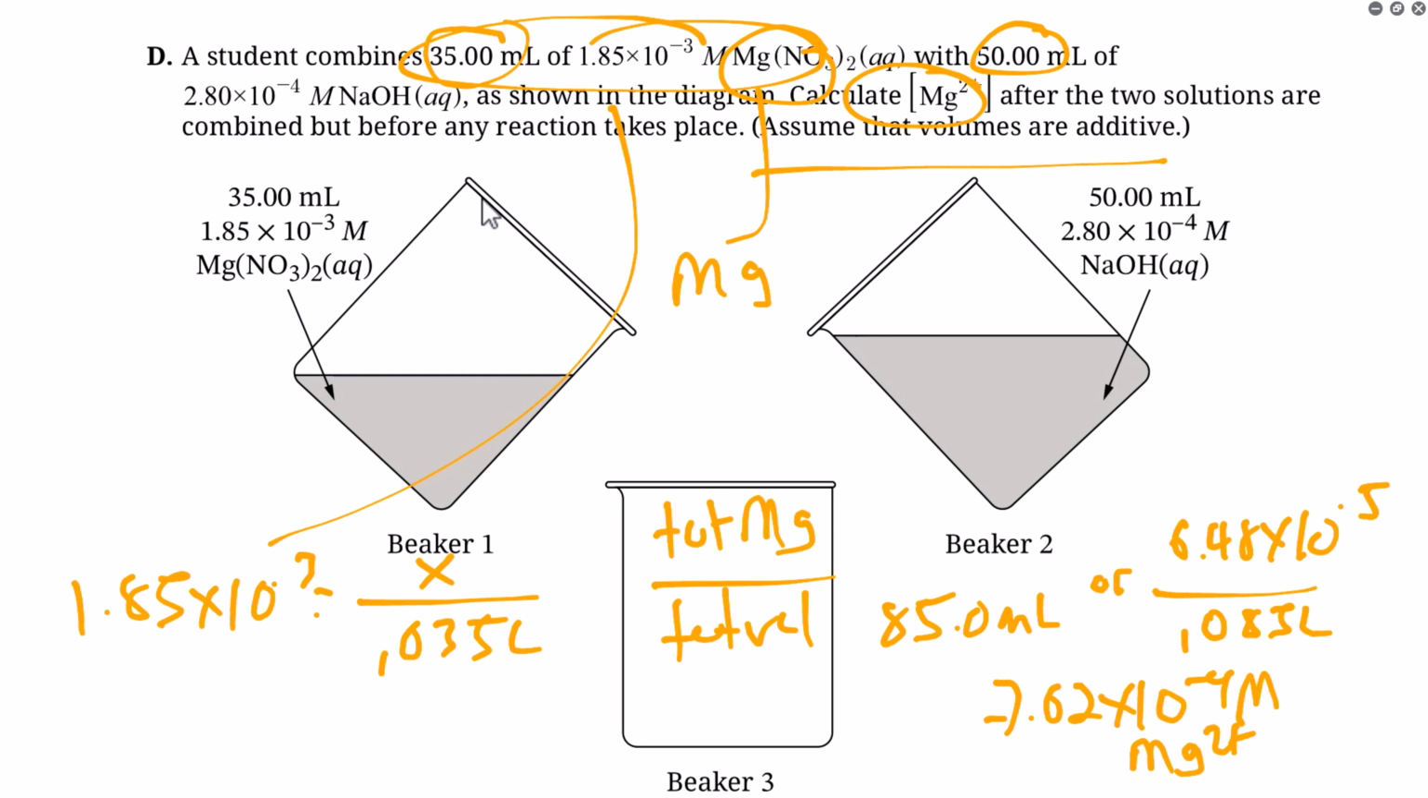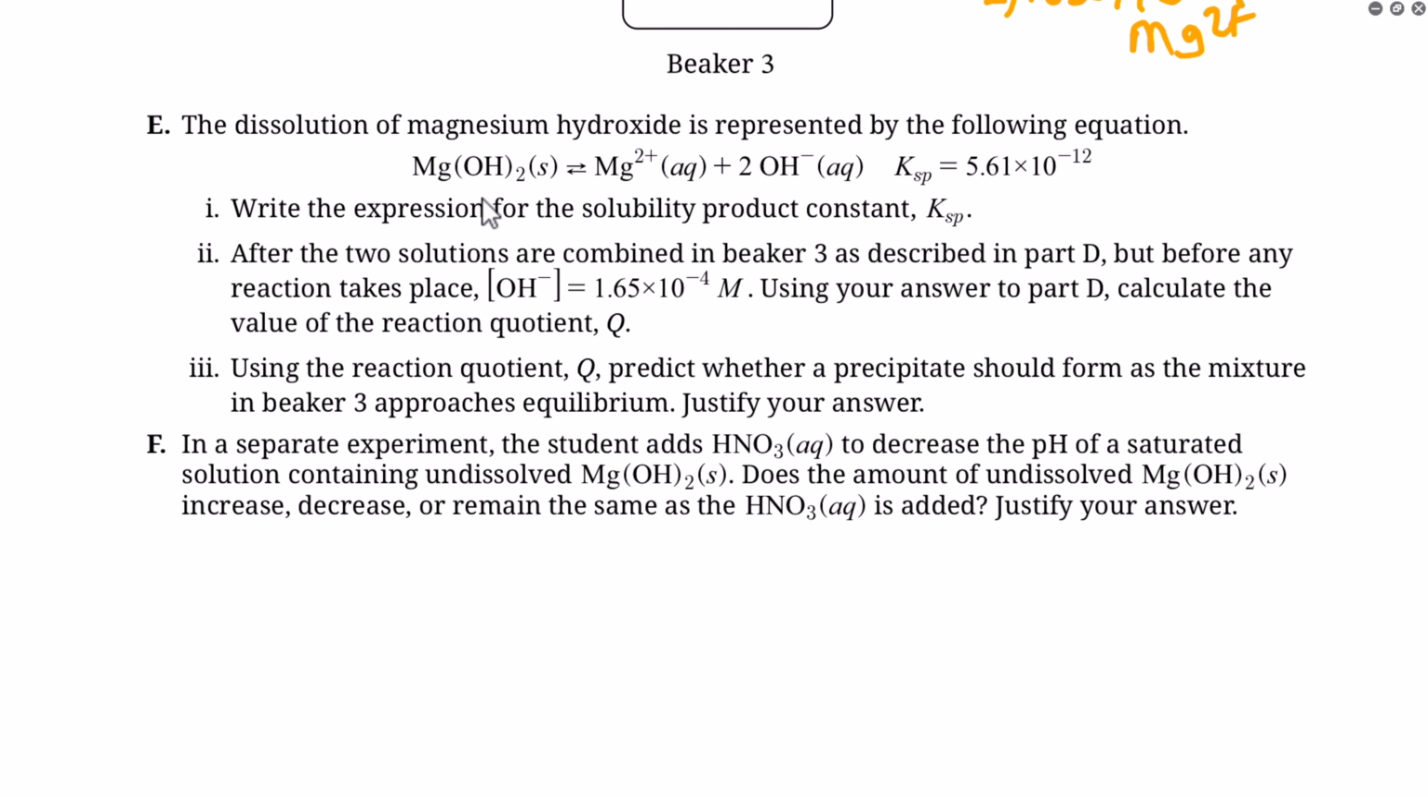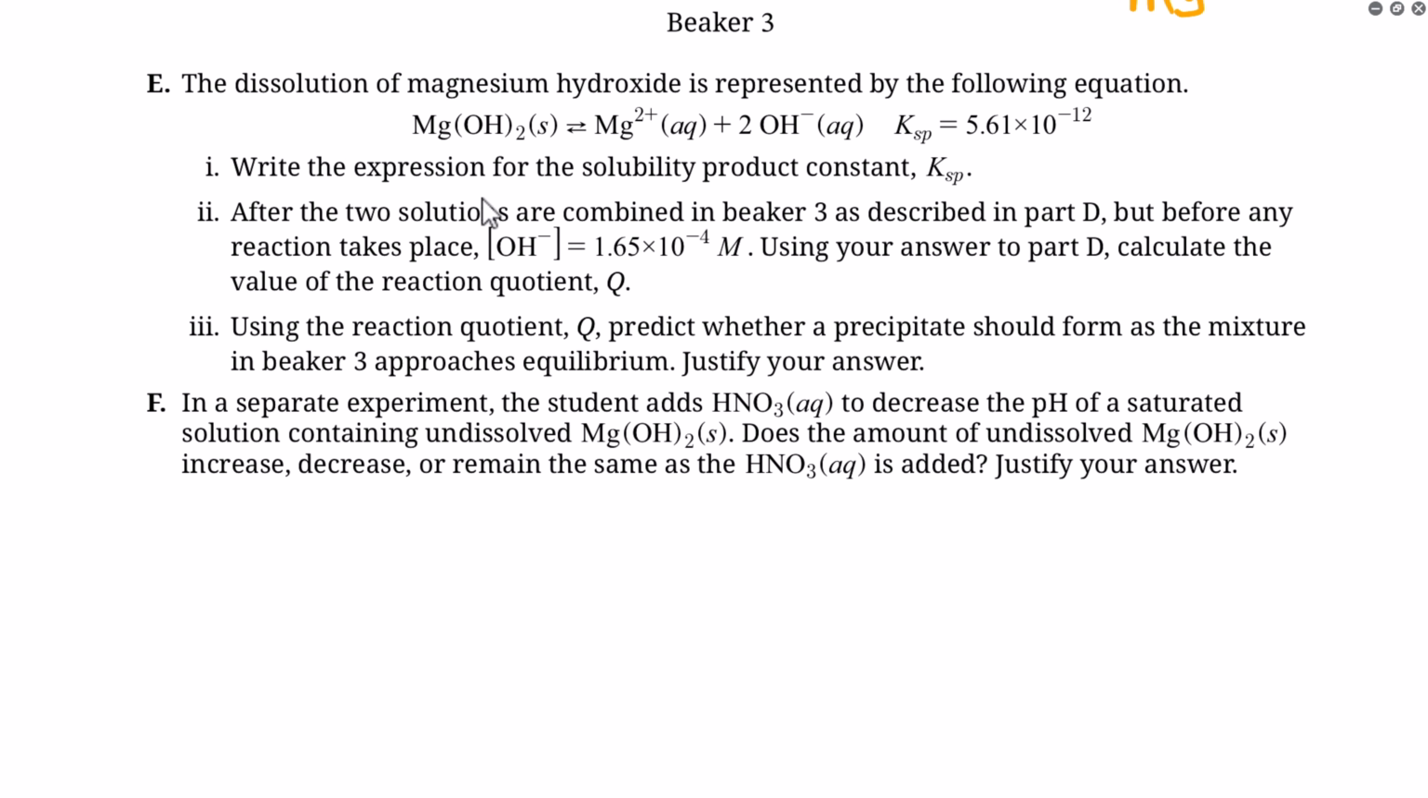Let's move on and see what we have for the next problem. Just scroll down here. All right, so it looks like we have a solubility equilibria question here. It says the dissolution of magnesium hydroxide is represented by the following equation, and you're given a KSP value. It says write the expression for KSP. So let's do that first.